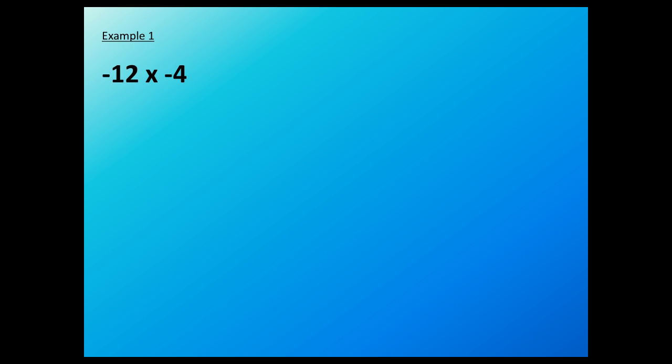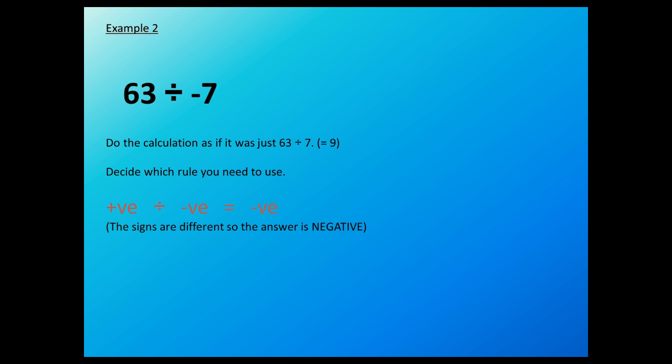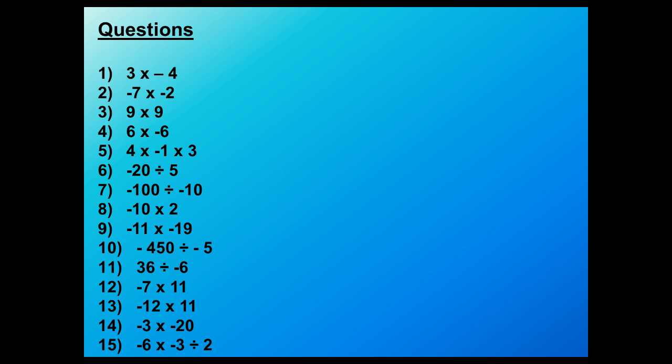Let's look at this. Minus 12 times minus 4: well, you have a negative times a negative. The signs are the same, so the answer is going to be positive. You just multiply the numbers as you normally would. 12 times 4 is 48, and then look at your sign, so it's plus 48. You could try some of those if you want. What about 63 divided by minus 7? Well, 63 divided by 7: there are 9 sevens in 63. And we have a positive and a negative. Positive and negative gives a negative because the signs are different, so we get minus 9. And there are some more for you to try as well.